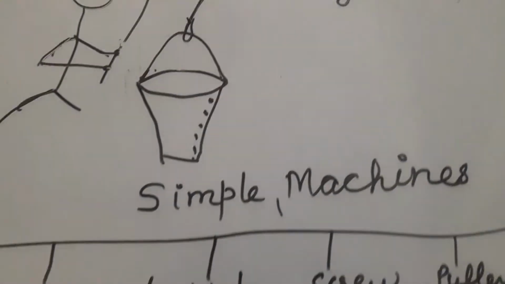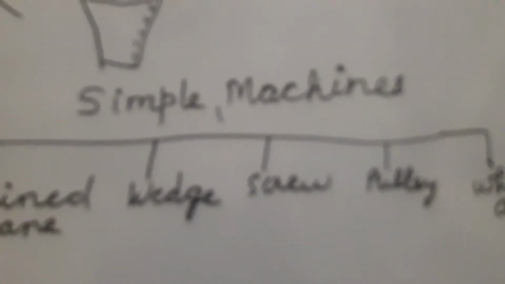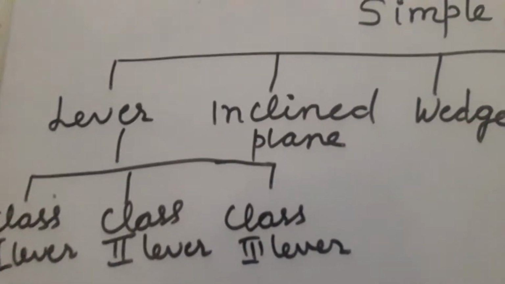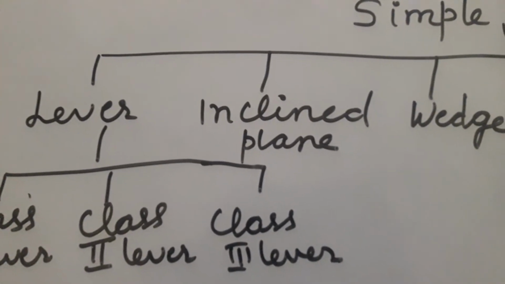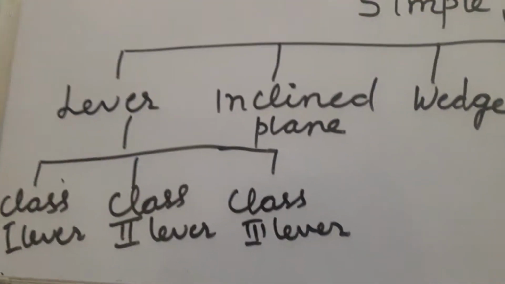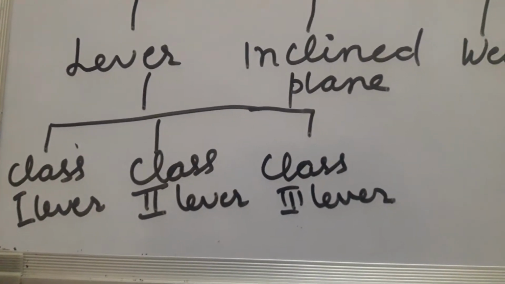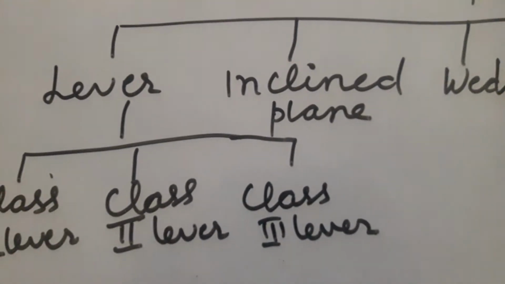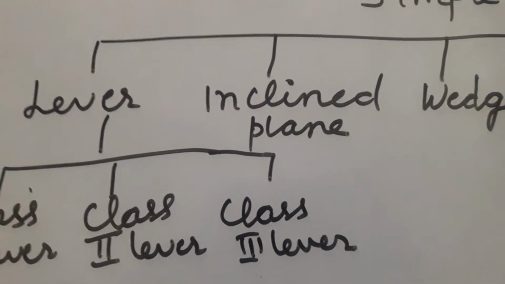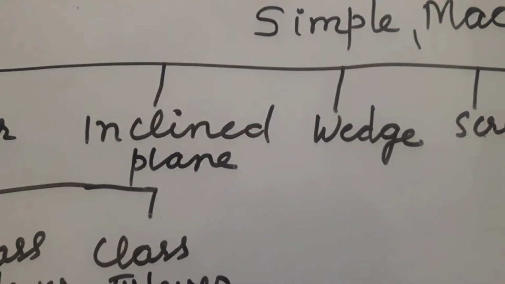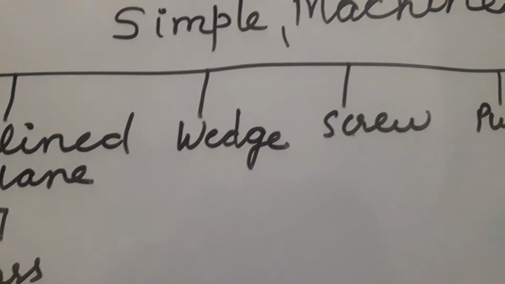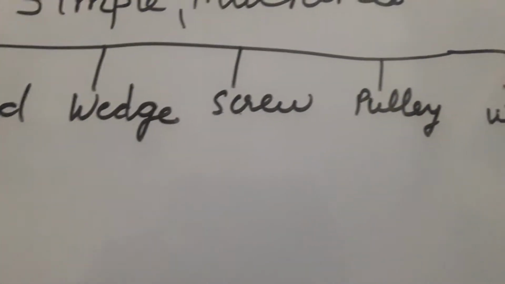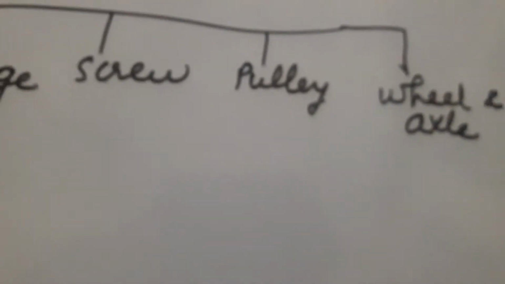So here once again I will show you the simple machine. We have 6 different types of simple machine. The first one is lever. Levers are of 3 different classes: class 1 lever, class 2 lever and class 3 lever. Already I had explained about the lever. The second is inclined plane, which is a sloping surface. Wedge, something very sharp. Screw, pulley, wheel and axle.